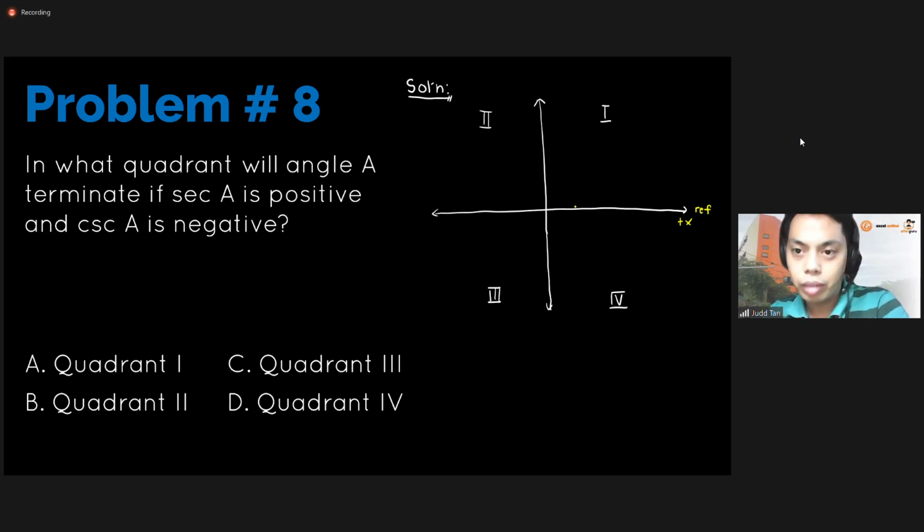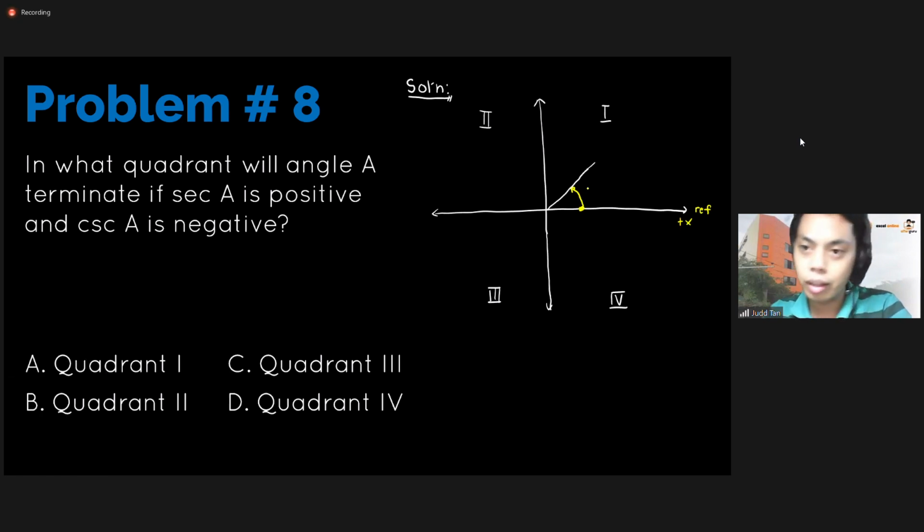Kunyari guys, nag-start yung angle natin dito. The angle started here, and then nag-stop lang siya somewhere sa first quadrant. If it stops at the first quadrant, it means nag-terminate siya dito. Yan, yung word na terminate sa question. This is terminated in the first quadrant. So, ano pong masasabi natin sa angle na yan?